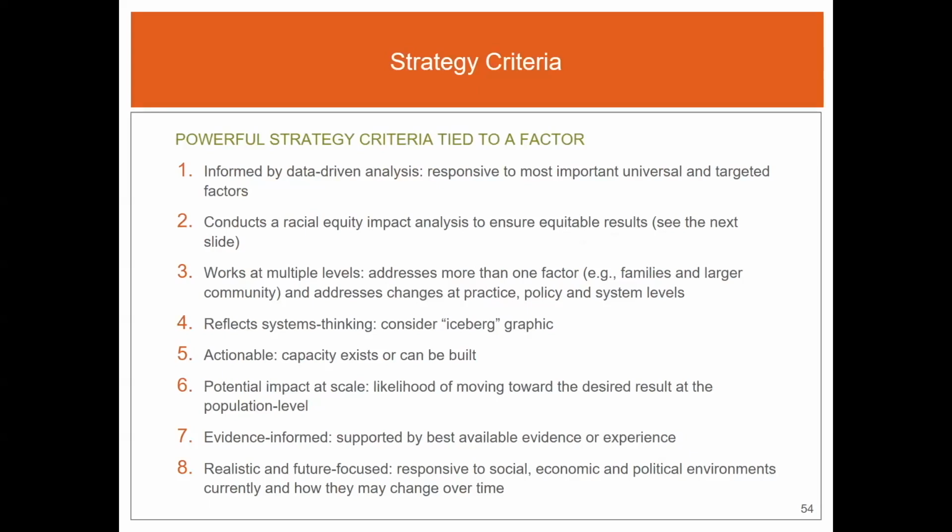We encourage leaders to conduct an intentional racial impact analysis, and I'll talk more about that in a moment, to make sure their strategies are working at multiple levels and reflecting systems thinking, and that the strategies themselves are actionable. You've got to either have the capacity to implement the strategy, or have it wired into the strategy to quickly build the capacity that's needed. You want your strategies to match the magnitude of your aspirations. So what's the scale of results you're hoping to achieve?